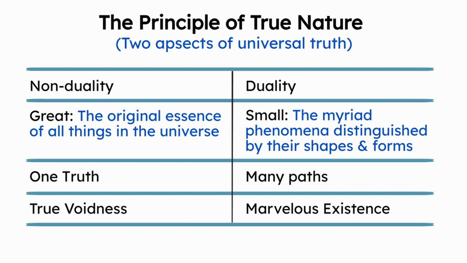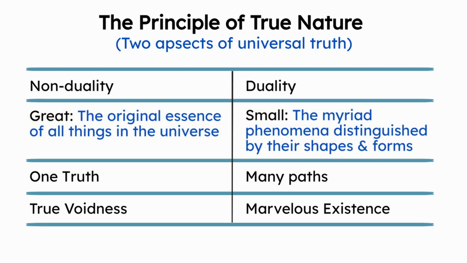non-duality and duality, great and small. Great, small does not really mean the size scale. Great means more like totality, and small means more individuality. It is defined as, in our scripture book, great means the original essence of all things in the universe. The original essence of all things in the universe. Small means the myriad phenomena distinguished by their shapes and forms.